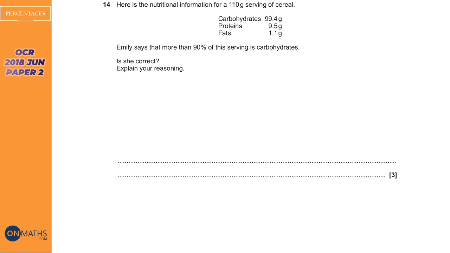So we're going to start off with OCR's offering, and there's lots of words in this question, so essentially we just need to unpick it. We've got 110 grams of cereal, that's important, and we're looking at the amount of carbohydrates, this 99.4. Emily says that 90% of the serving, the 110 grams, is carbohydrate. So let's start off with looking at what 100% of our cereal is, and 100% of it will obviously be 110 grams. Now we need to work out what 10% is, because we're looking for 90, so if we have 10 we can take it away.